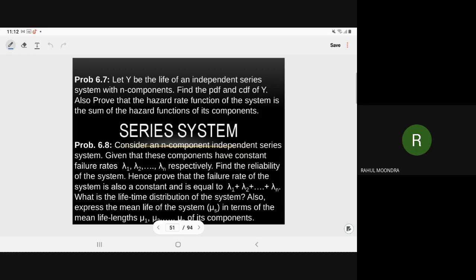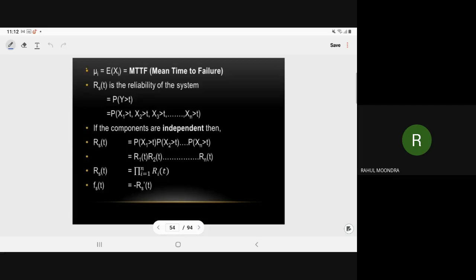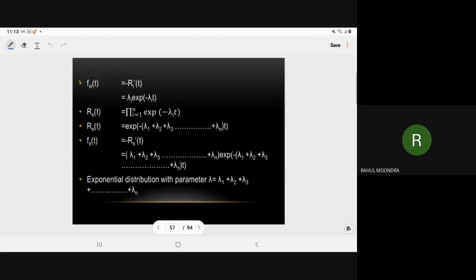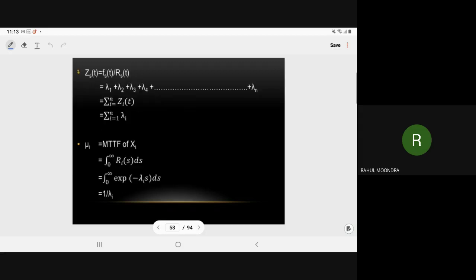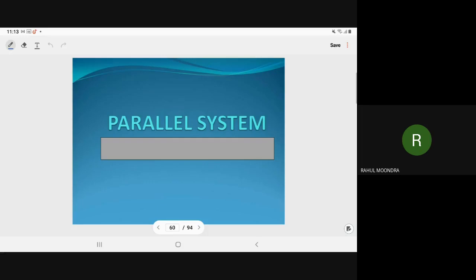Right. So this we have for the series system. We have computed that a series system's failure time also follows the exponential distribution. This we have computed, mu i we have computed, and mu s we have seen is the inverse of the summation of 1 upon mu i. So this we have done. So now the next arrangement is the parallel system.